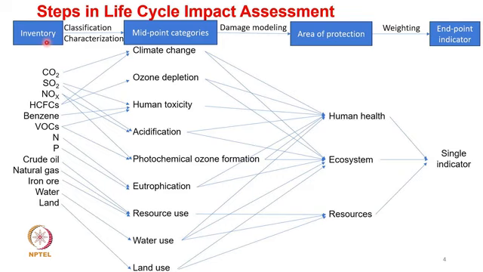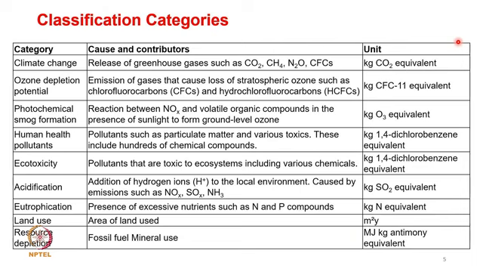From the starting point, from the inventory, you would reach a midpoint category. Of course, then it would result in certain areas of protection, and eventually it would result in what we call the endpoint indicator, which would be a single quantity that we want to use to evaluate all these effects. And how are these categories computed?